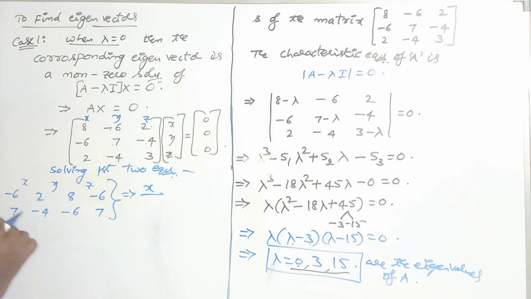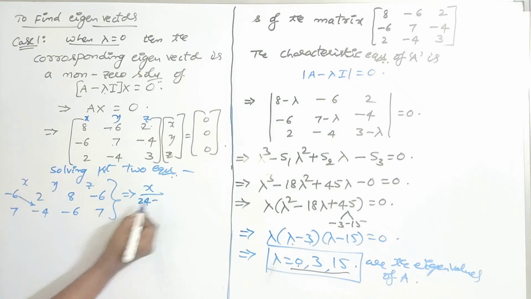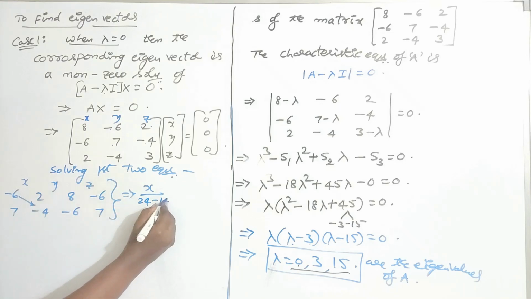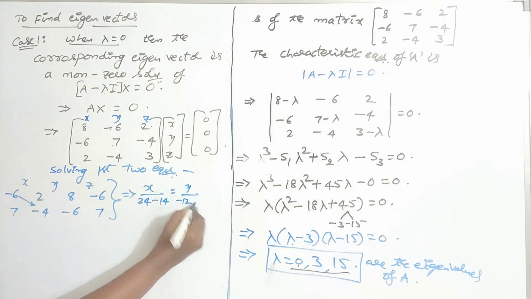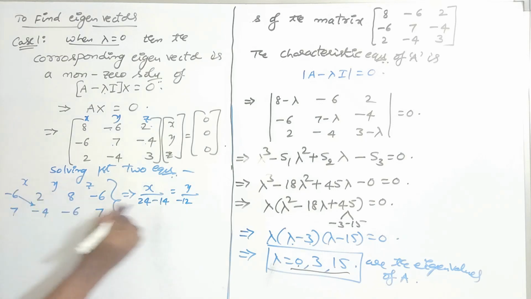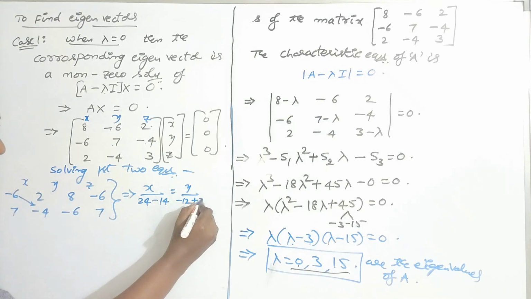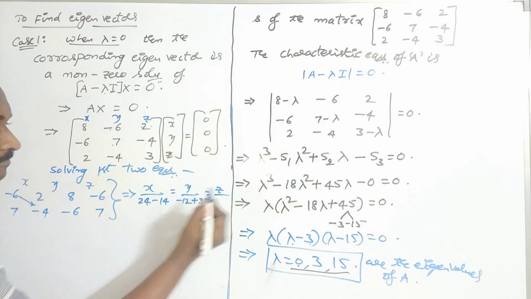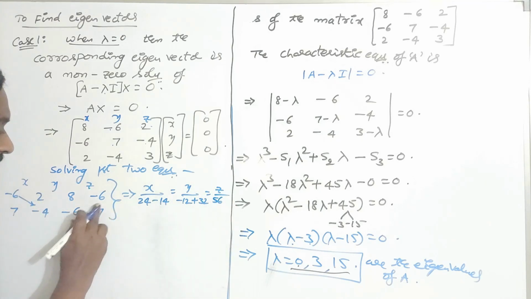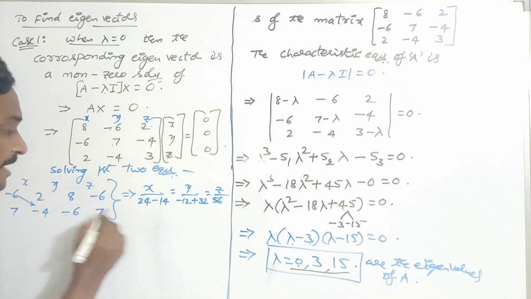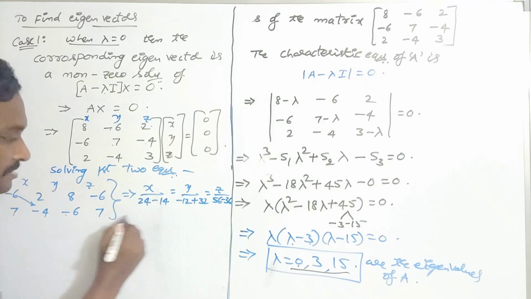x by 6 4s are 24, minus into minus plus, minus 2 7s are 14. y by minus 12 plus 32. z by 7 8s are 56, minus plus, already minus is there, 6 6s are 36.